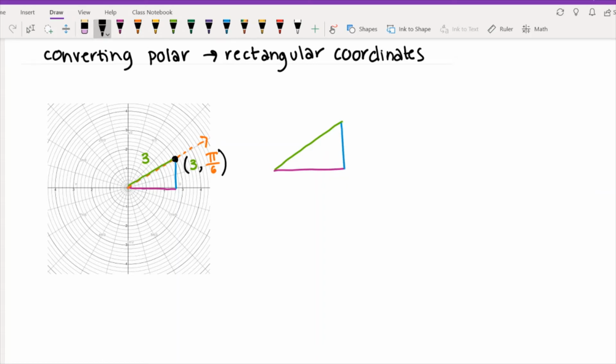what do we know about this right triangle? Well, we know that the hypotenuse has a length of 3. And then we know that our angle in this right triangle is pi over 6. So how can we go from that to figuring out what the x and the y coordinates are?